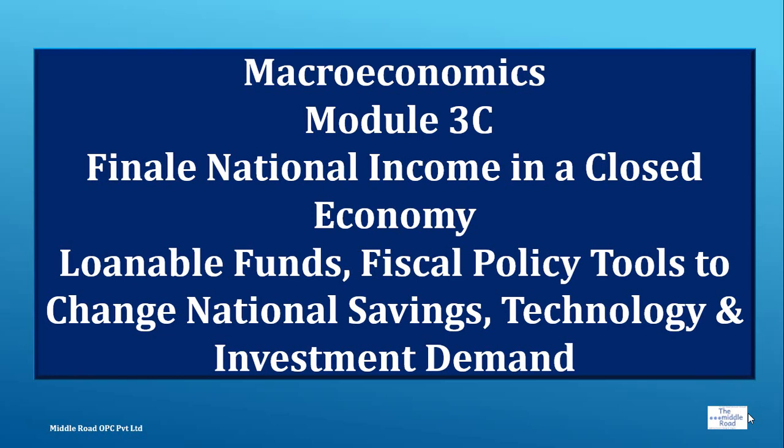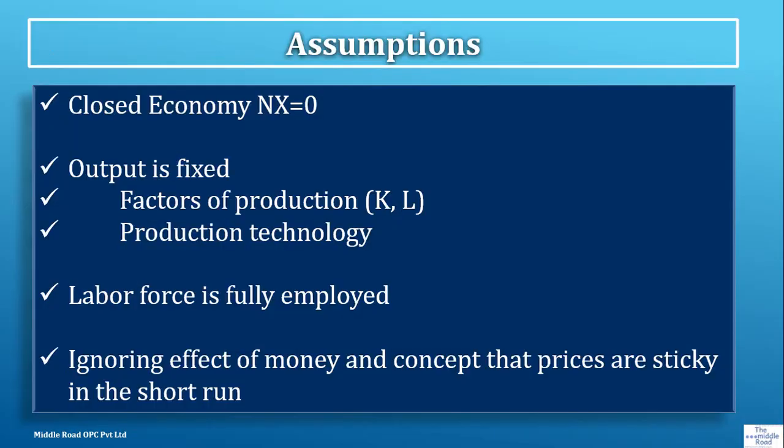This is the final module in this series on national income. So you're looking at the finale of national income in a closed economy. We look at loanable funds, fiscal policy tools to change national savings, and how technology affects investment demand.